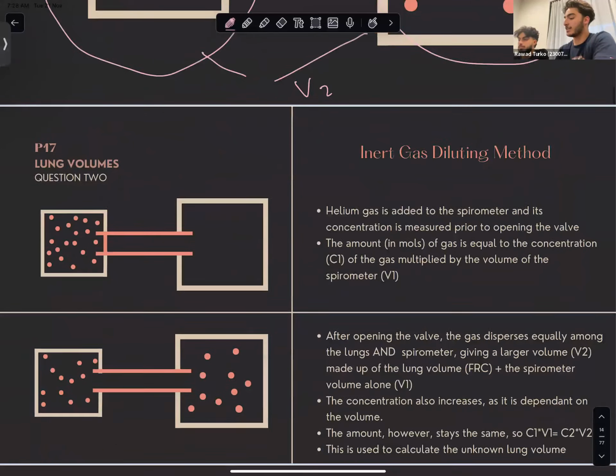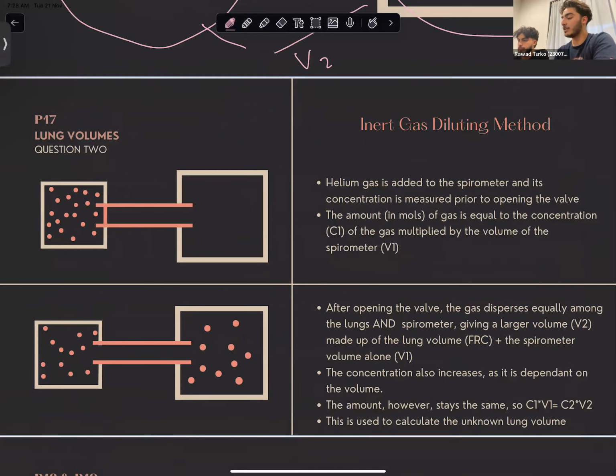So one last time, the inert gas diluting method. Helium gas is added to the spirometer and its concentration is measured prior to opening this valve right here. The amount in moles of gas, I added moles just to get you to understand the concept, is equal to the concentration C1 multiplied by the volume V1. After opening the valve, the gas disperses equally among the lung and the spirometer, giving a larger volume, V2, made up of the lung volume, FRC, plus the spirometer volume alone, which is V1. So V2 becomes FRC plus V1.